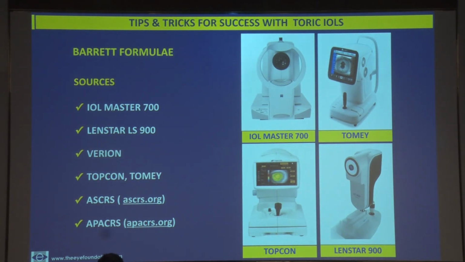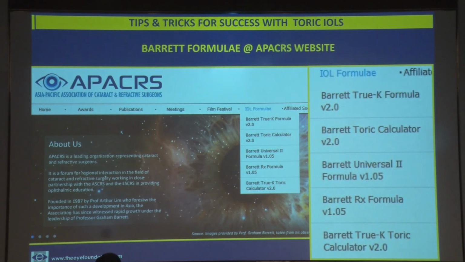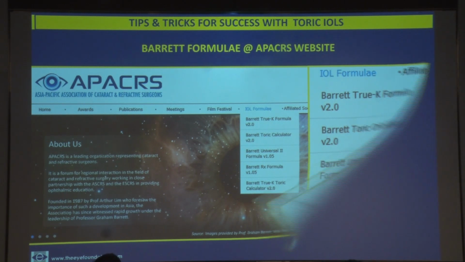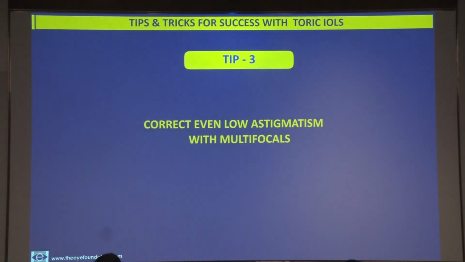Just in case you do not have access to one of them, even if you are using a conventional immersion A scan along with a keratometric reading, still you can go on to the ASCRS, APACRS websites, and you can access this IOL formula, which is available right in the front page of the websites, and you can get the benefits of using this formula. And I find that even in centers where we do not have an optical biometer, we use this formula, giving excellent results as far as the final intraocular lens power calculation is concerned.